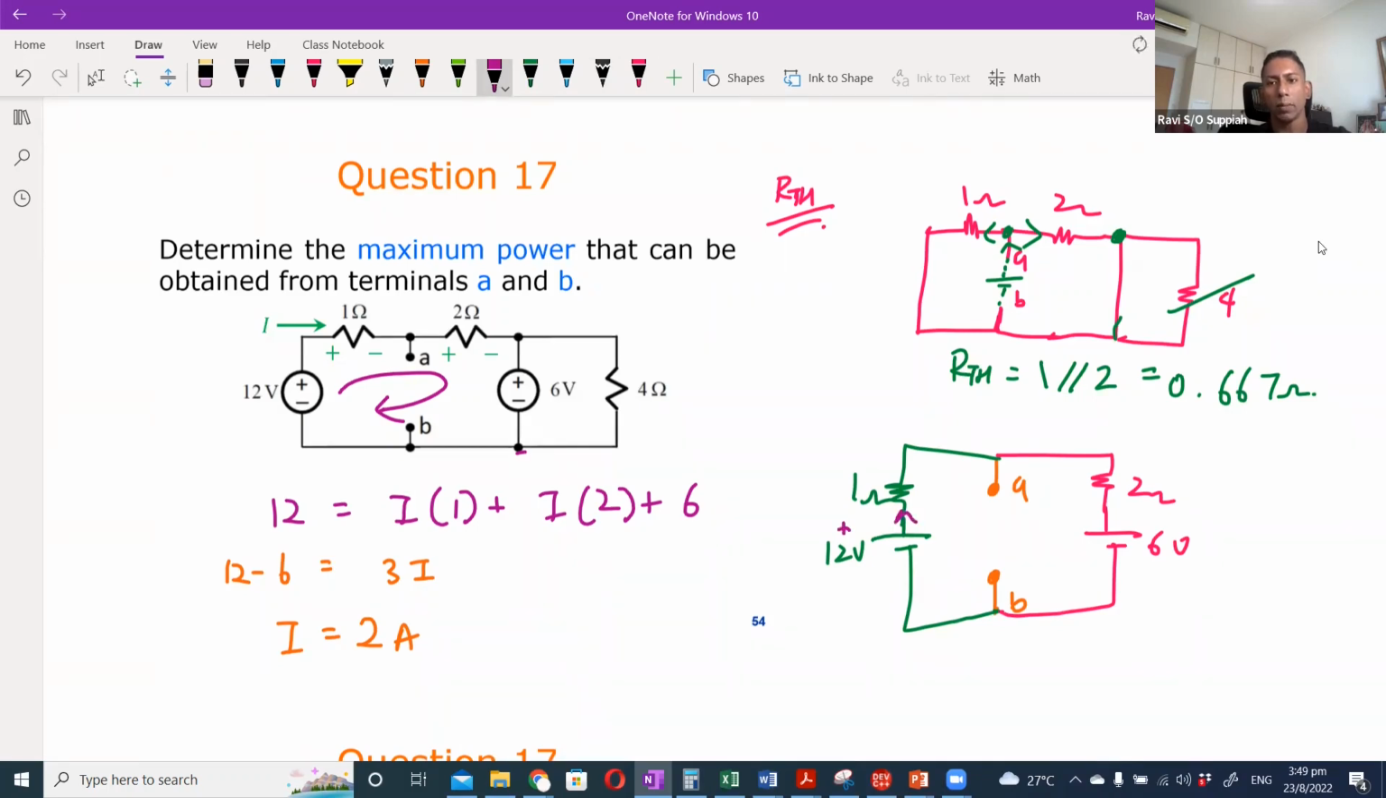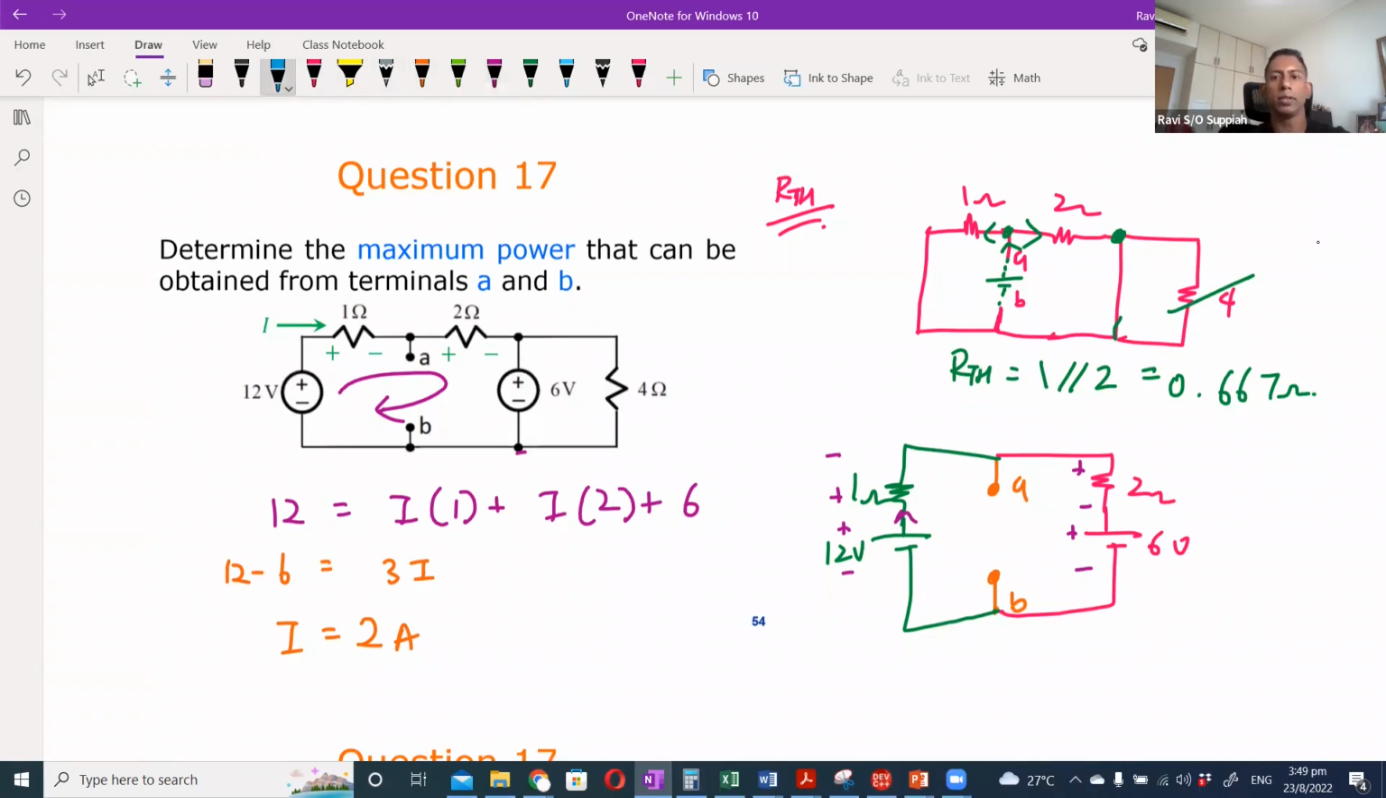So for the 12 volt, this is the plus and minus. The voltage drop for the 1 ohm is plus here and minus here, because the current is flowing clockwise. So when the current flows to the 2 ohm resistor, the plus is here, minus is here, and the 6 volt is also plus here and minus here. Both these branches, the green one and the red one, are parallel branches. So I can calculate VAB using the left side or the right side.